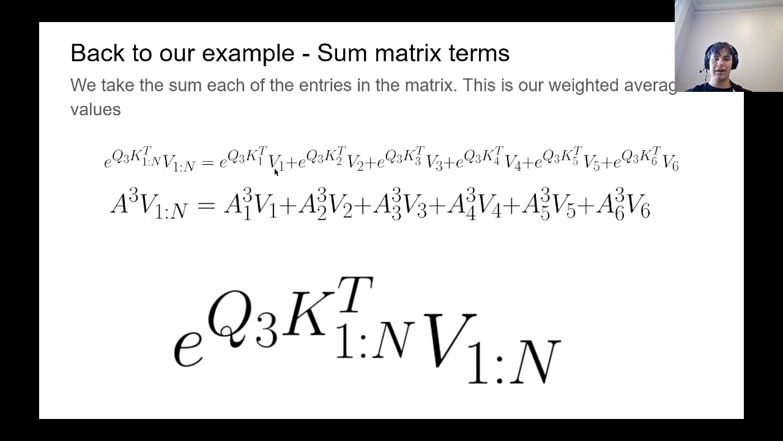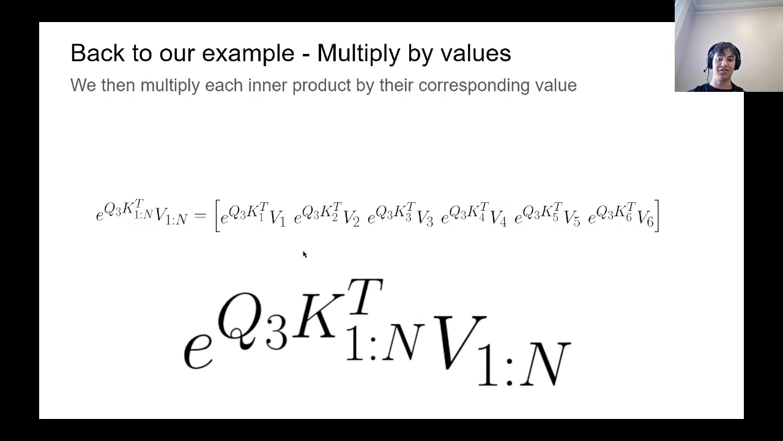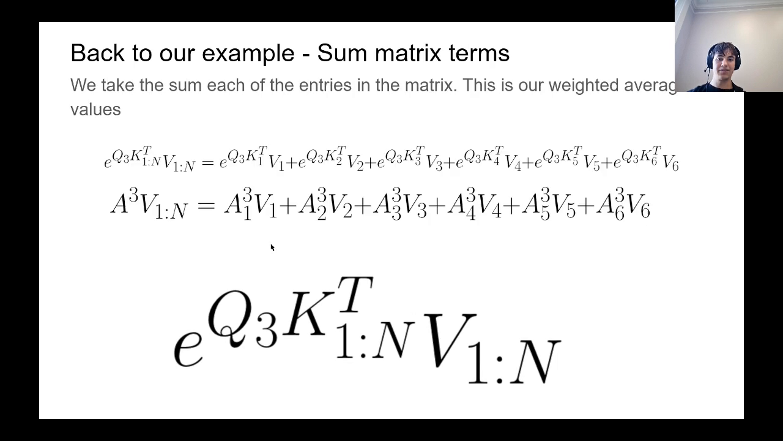So here, I just did a sum. I should have done a sum earlier because this is an inner product, but yeah, this is what you have here. So basically what we did is we did the inner product of q3, the query for sat, with all the keys. That's the first thing we did. We exponentiated that, and then we multiply that by the values. So this is what we have here.